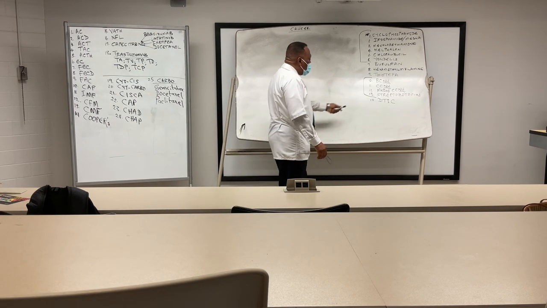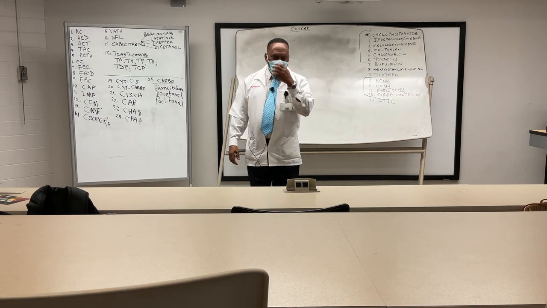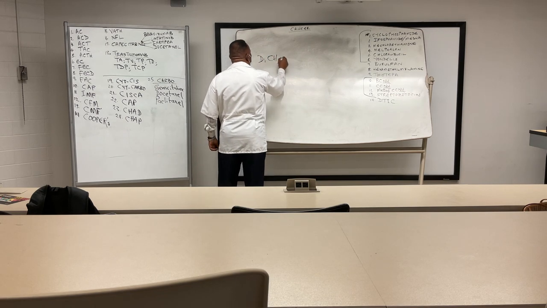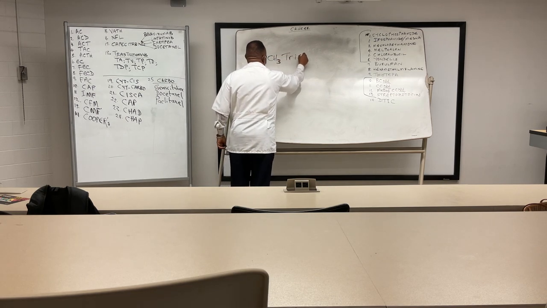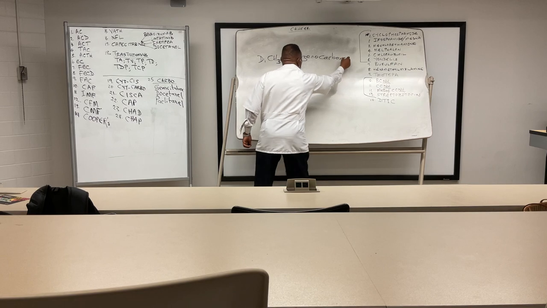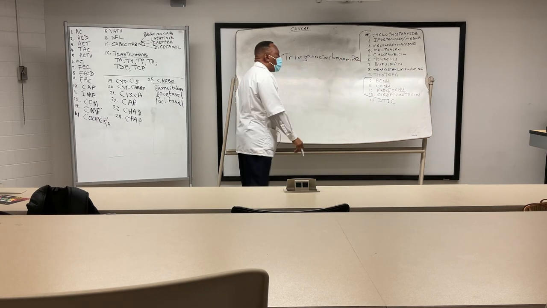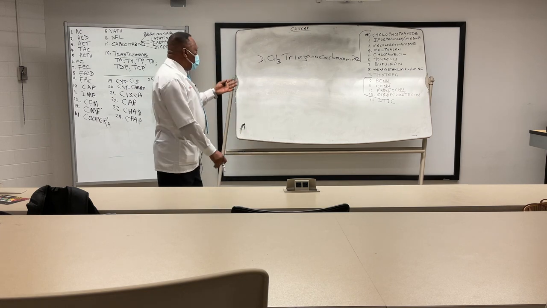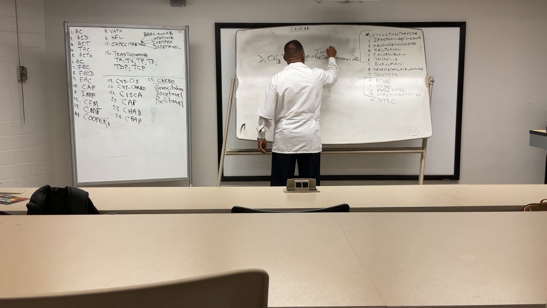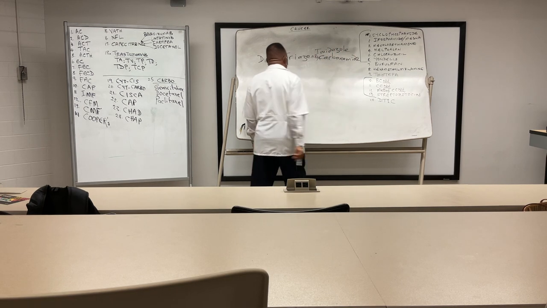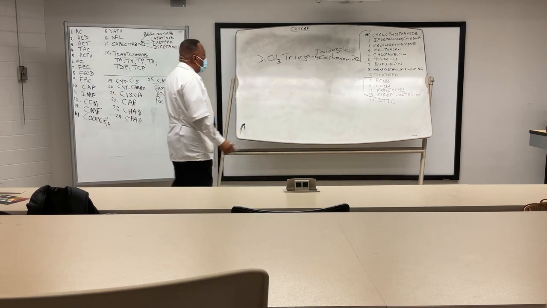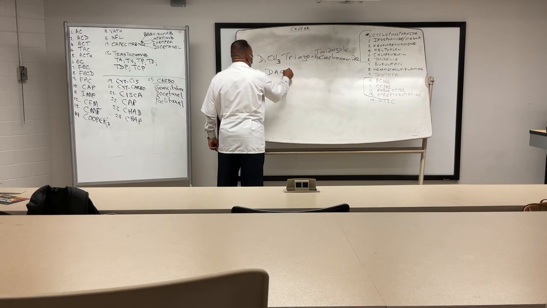Okay, DTIC is a triazine that is actually dimethyl triazinocarboxamide. The I is imidazole, which you can put anywhere. So dimethyltriazeno imidazole carboxamide. That's what your DTIC is. And you can see it as dacarbazine.